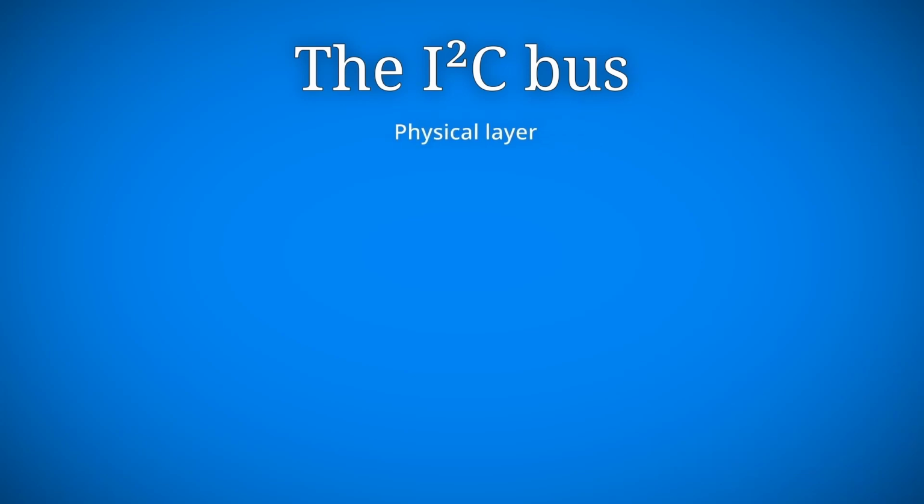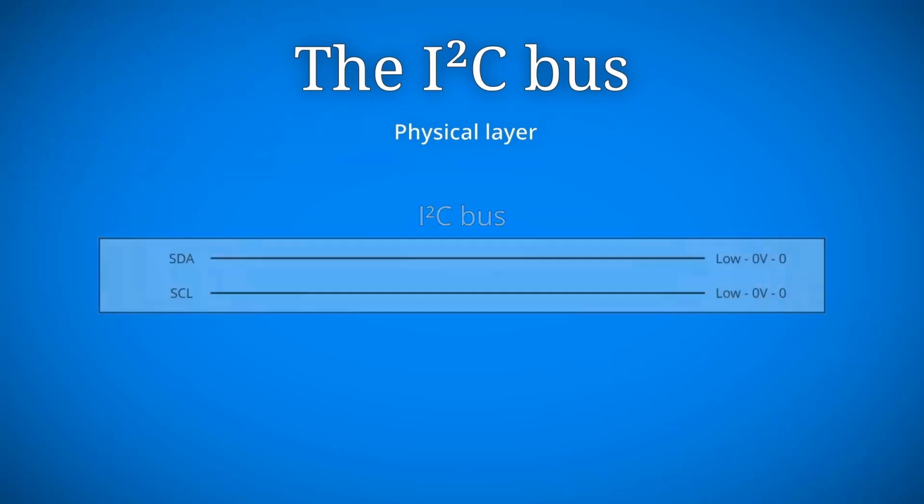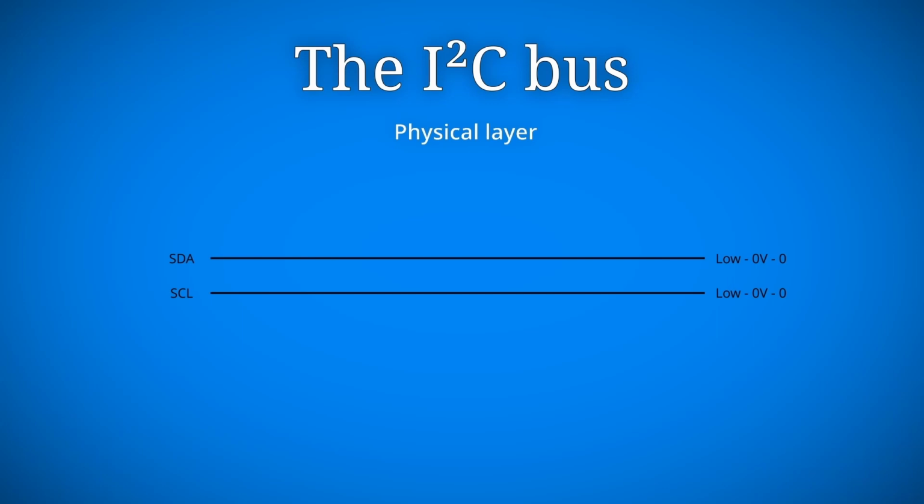Now that we have seen how the I²C bus works from a protocol point of view, we will see how it works from a physical point of view, at the electrical level. The I²C bus has 2 electrical connections. The first connection is the serial data line, SDA. The second connection is the serial clock line, SCL. SDA transmits data.